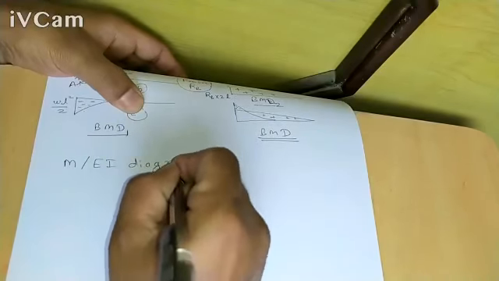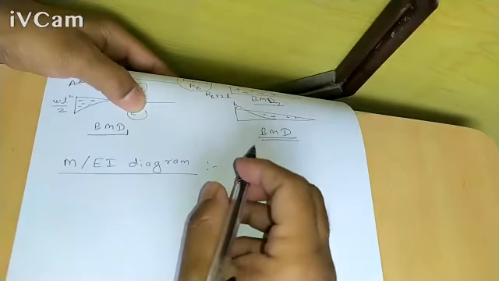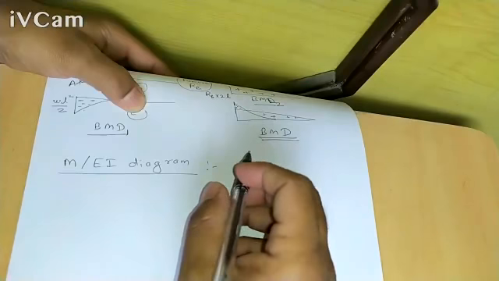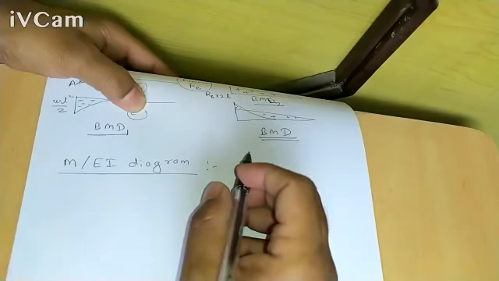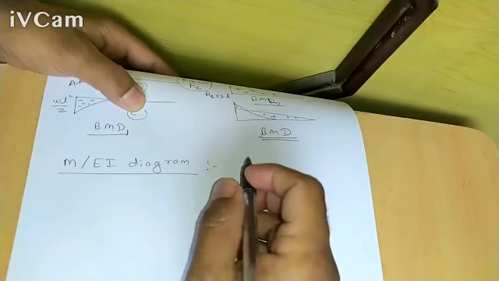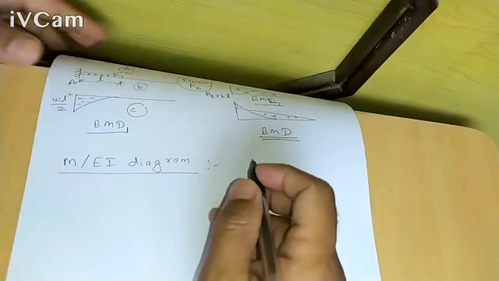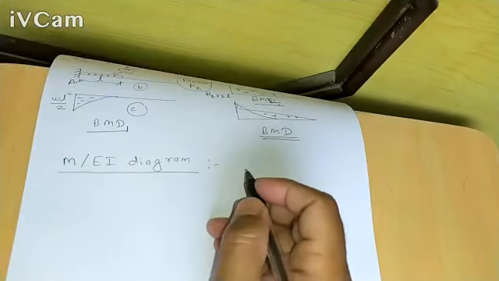So the M by EI diagram due to BMD1 and the M by EI diagram due to BMD2 are to be added. So M by EI due to, let us say, BMD1 here, plus M by EI due to BMD2, is going to be 0. So therefore, what we can say now is, the moment you need to draw.